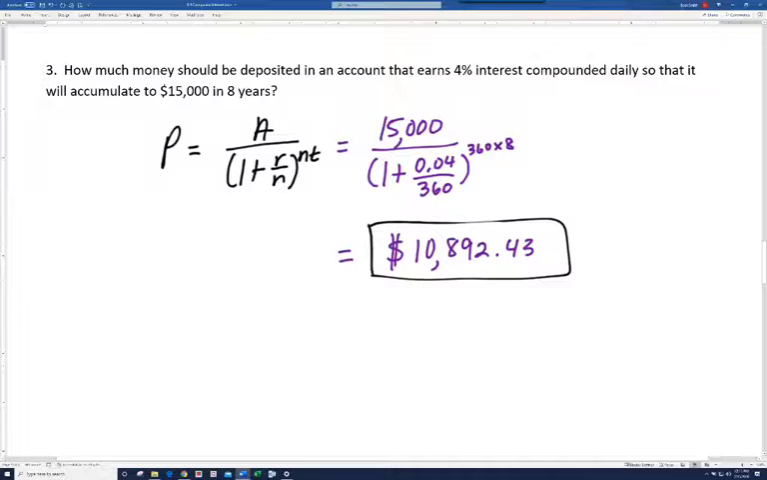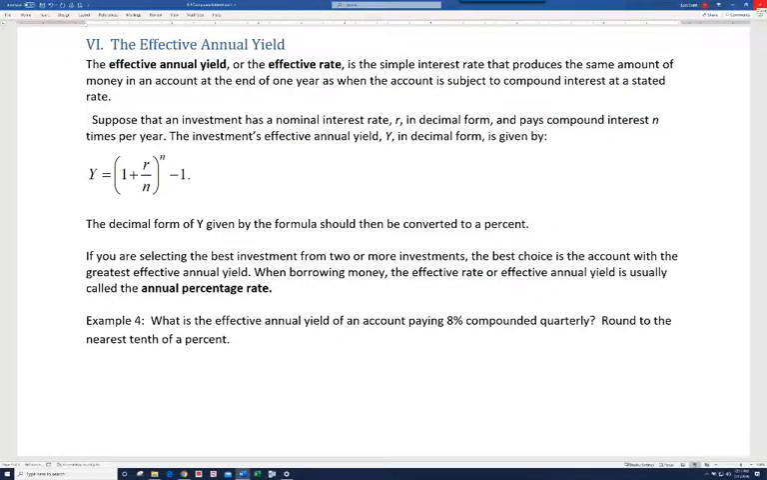All right, let's move on to the next page. And the last thing I want to talk about is the effective annual yield. Now, the effective annual yield is the simple interest rate that produces the same amount of money in an account at the end of 1 year as when the account is subject to compound interest at a stated rate.